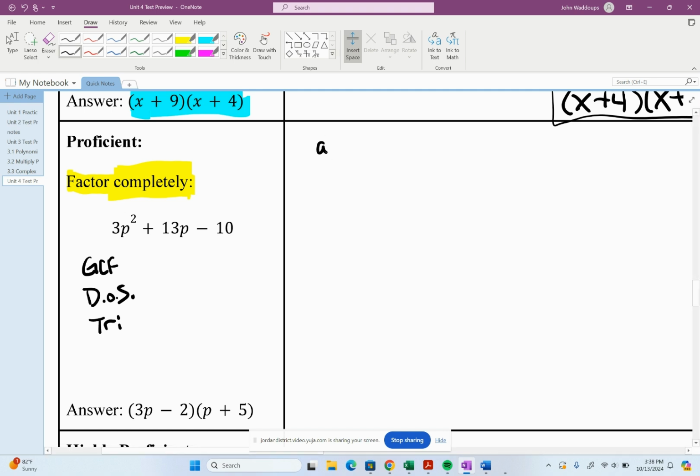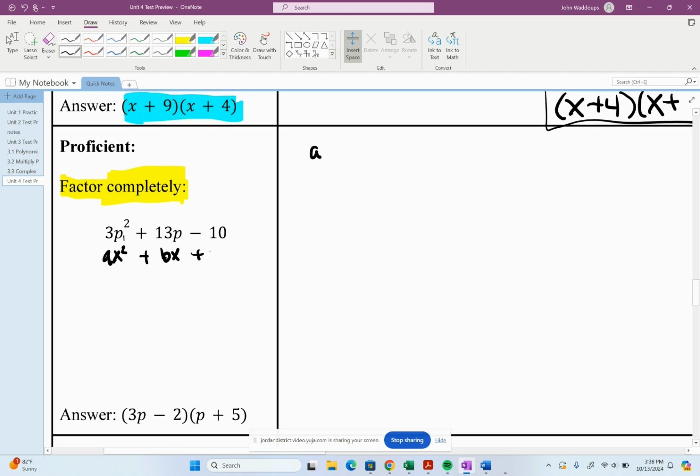I'm going to take a times c. Recall that this is my ax squared, my squared term, plus my bx. So this time x is p, but it's the same, plus c. And then AC is 3 times negative 10, which is negative 30. And then our B term is 13.